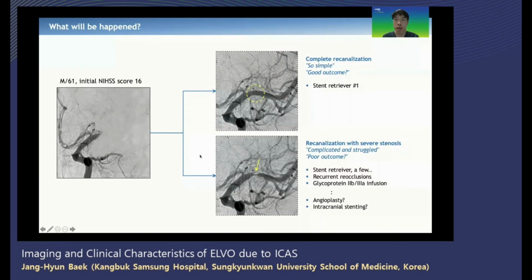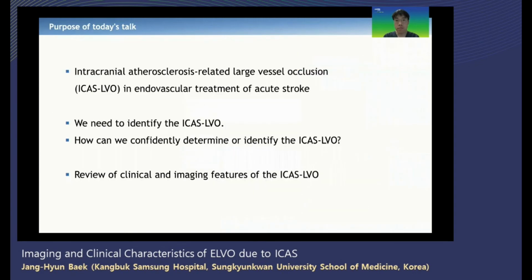Or after the first pass of stent retrieval, you might see a tight or severe stenosis in the middle of the middle cerebral artery, and it will finally be re-occluded again and again. You might have to consider using some drugs such as tirofiban, or performing angioplasty or intracranial stenting. For the same middle cerebral artery occlusion, the procedure and its result can be totally different.